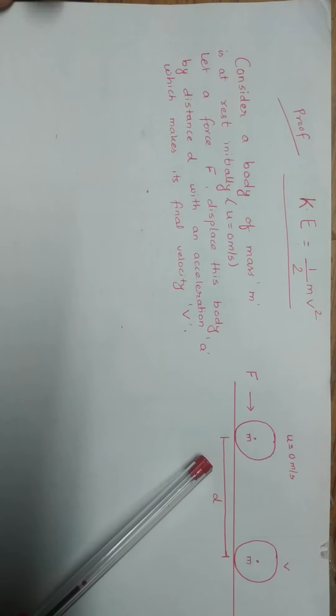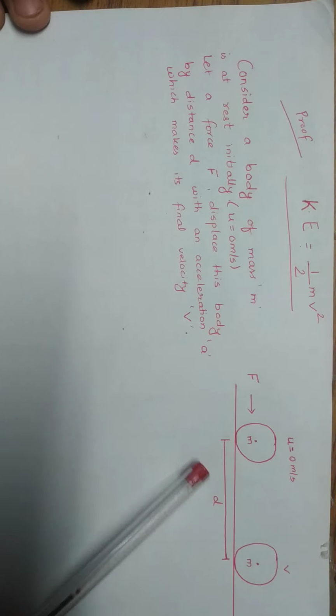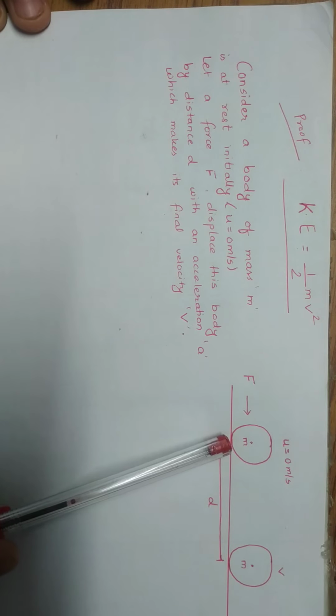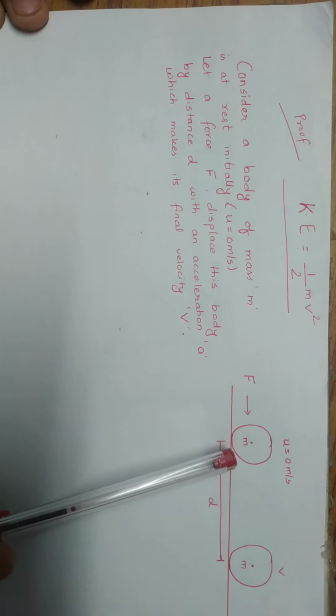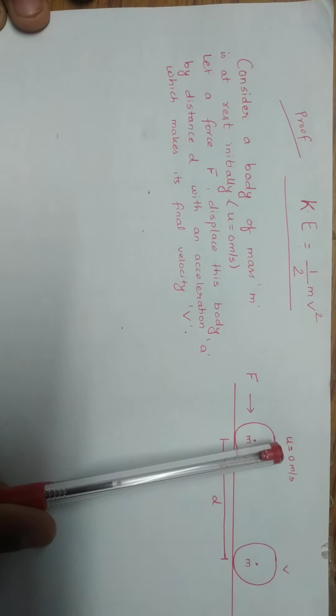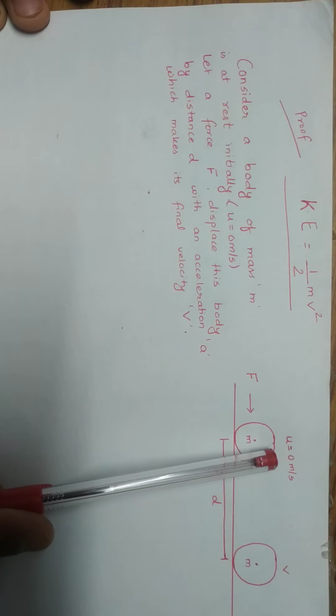understand this figure. What I have done here is I have considered an object. You can take any object you like; you don't need to take a circular object. Let the object mass be m, and let it be at rest initially. That means it is not moving. So since it's not moving, its initial velocity u is 0 meters per second.